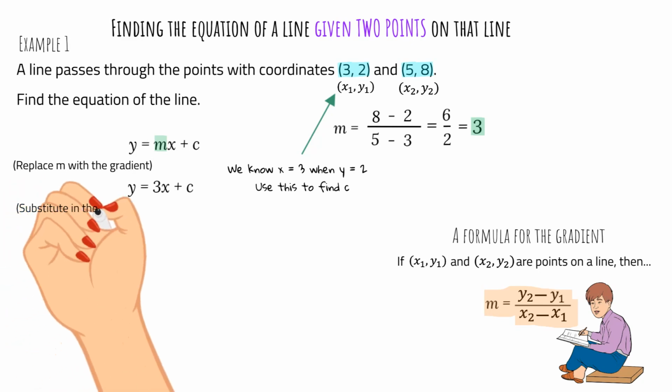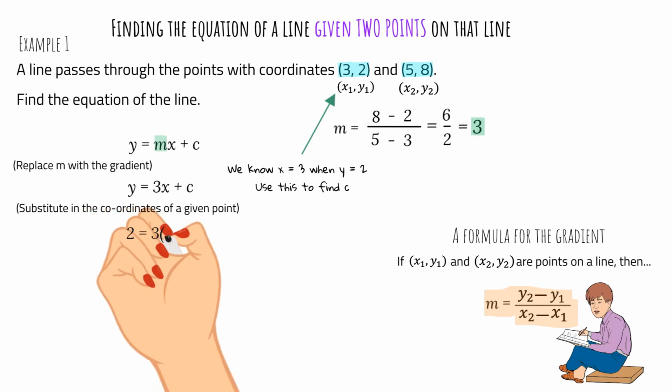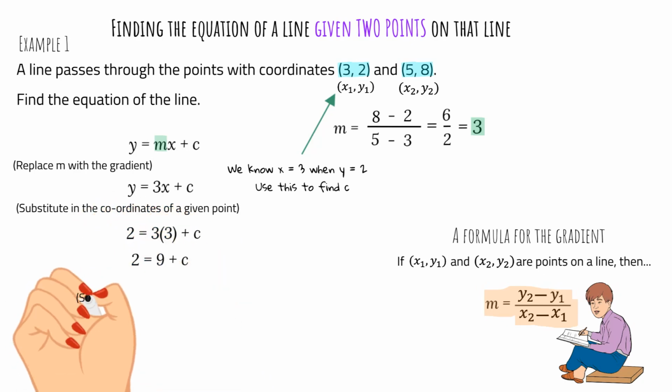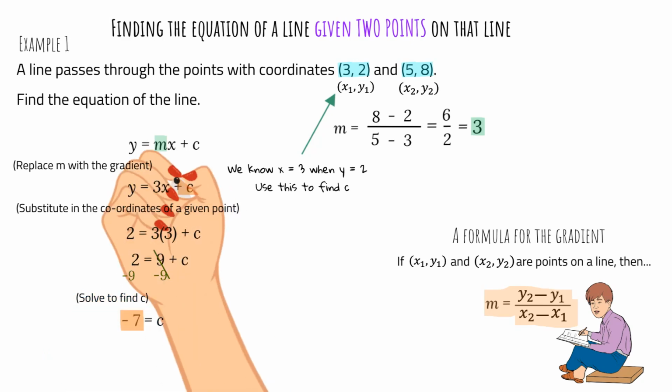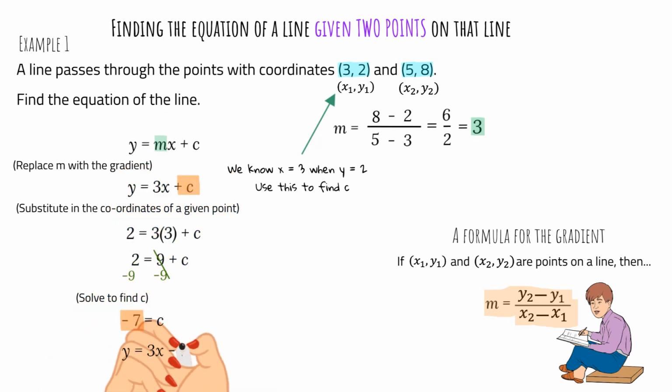So I'm going to substitute that in, and I get 2 is equal to 3 times 3 plus c. That simplifies to 2 equals 9 plus c. And then I'm going to solve to find c. Minus 9 from both sides, and c is equal to minus 7. Put that into my y = mx + c, and I've found the equation of my straight line.